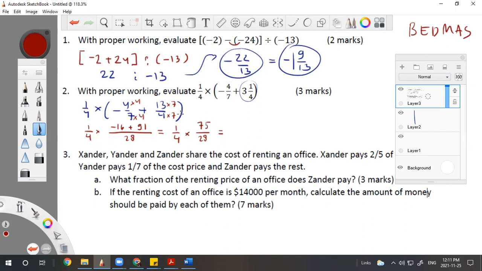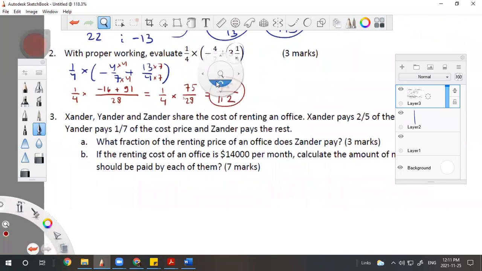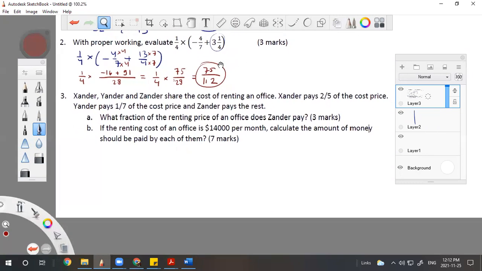So can you cross the top and bottom? No, just multiply directly. 75 over 4 times 28, 112. That's it. If you want to use calculator, up to you. But again, you need to provide the working. As long as you don't provide the working, I will give you the minimum score.